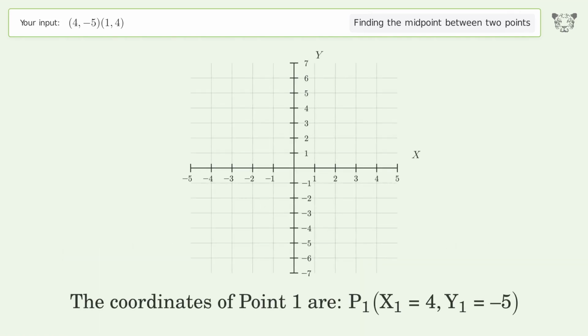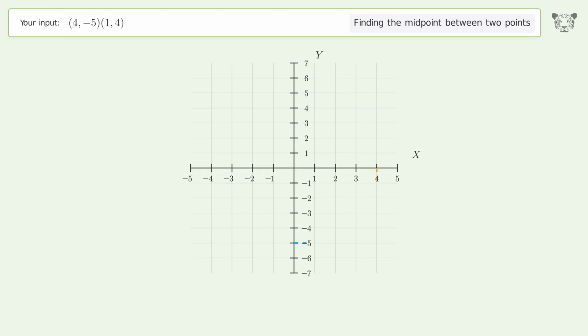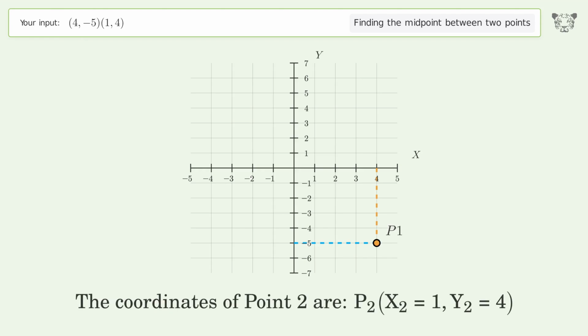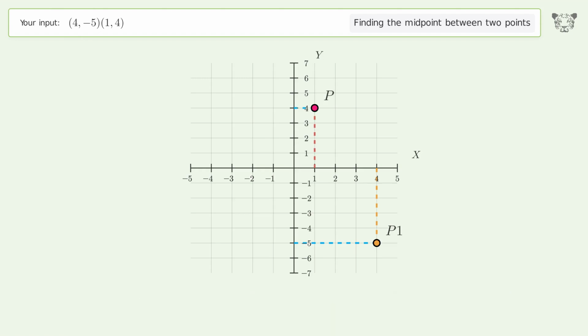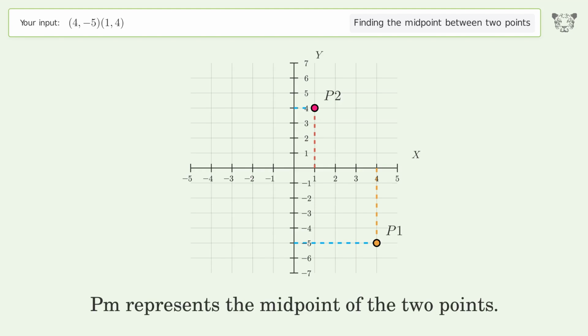The coordinates of point 1 are x1 equals 4, y1 equals negative 5. The coordinates of point 2 are x2 equals 1, y2 equals 4. PM represents the midpoint of the 2 points.